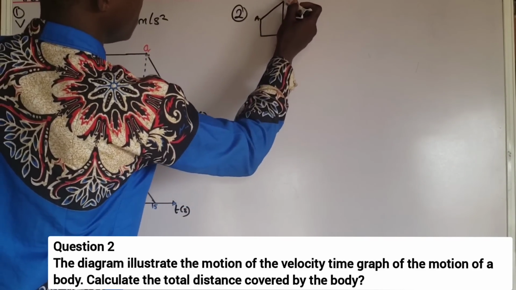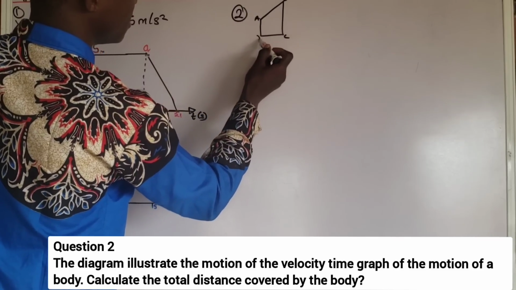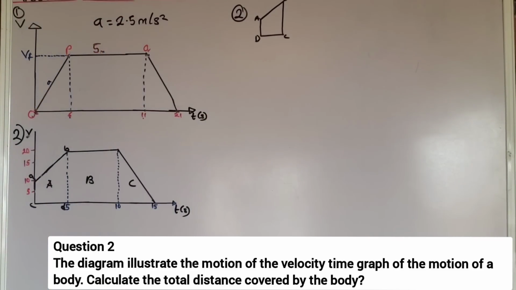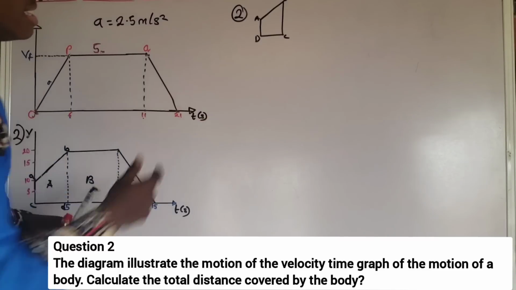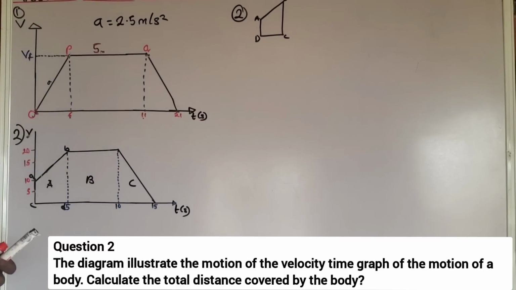A, B, C, D. Do you understand? If you didn't understand, listen to the explanation again. It's simple, okay? Now, you can see the shape that you have here. What is the name of the shape? The name of the shape is a trapezium.